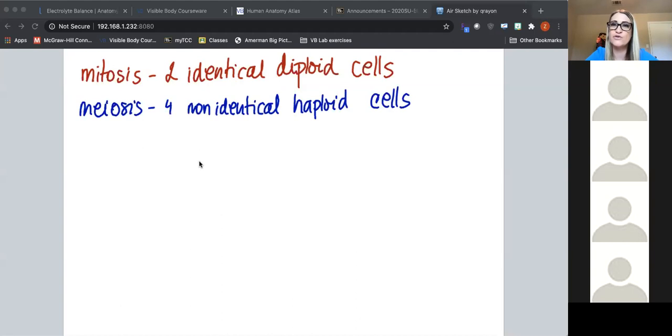So mitosis gives you 2 identical diploid cells. Meiosis gives you 4 non-identical haploid cells, okay? So that's the major difference between these two.